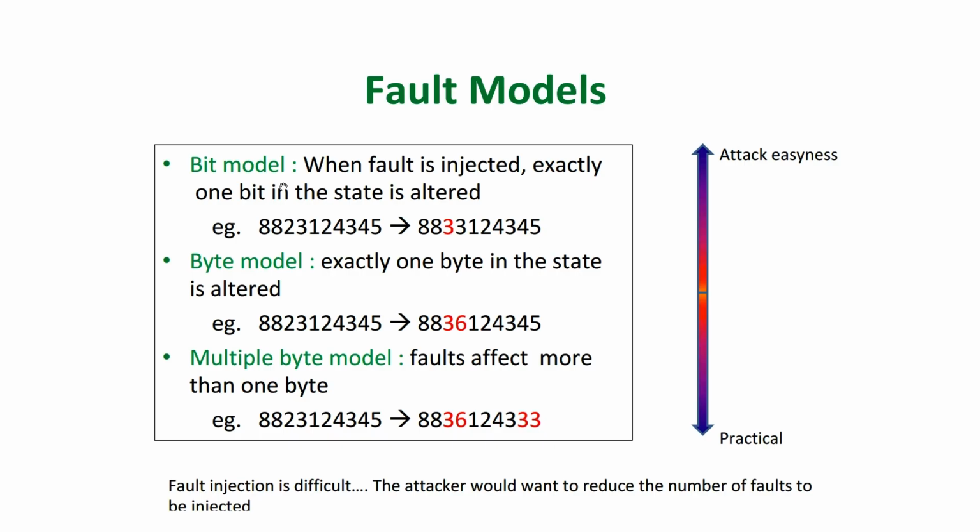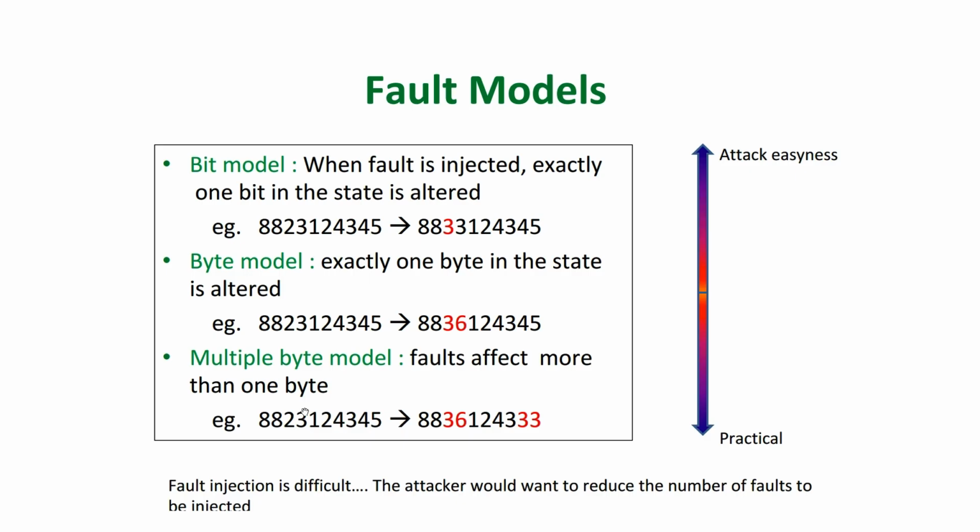Now, if an attacker is able to inject a bit fault, that is precisely change exactly one bit in the state, then the attack becomes extremely easy. On the other hand, actually injecting such a bit fault is extremely difficult in practice. Injecting multiple byte faults is far easier, and the attacker would be able to inject such multiple byte faults far more easily. However, extracting secret information using a multiple byte fault is more difficult.